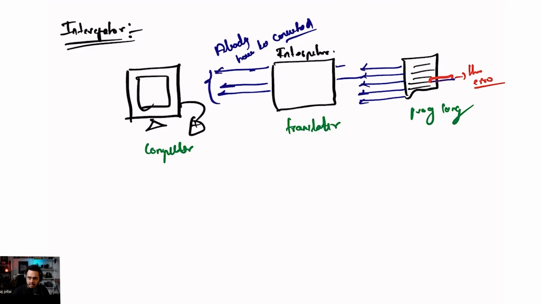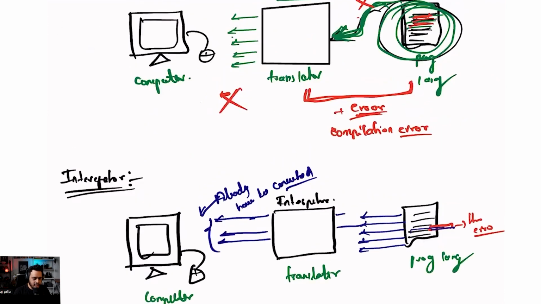And if there was any error, will the compilation completely fail? No, the compilation will not completely fail. He will still compile till the line where he saw the error. Understood? Okay, done. So this is about compiler and interpreter.